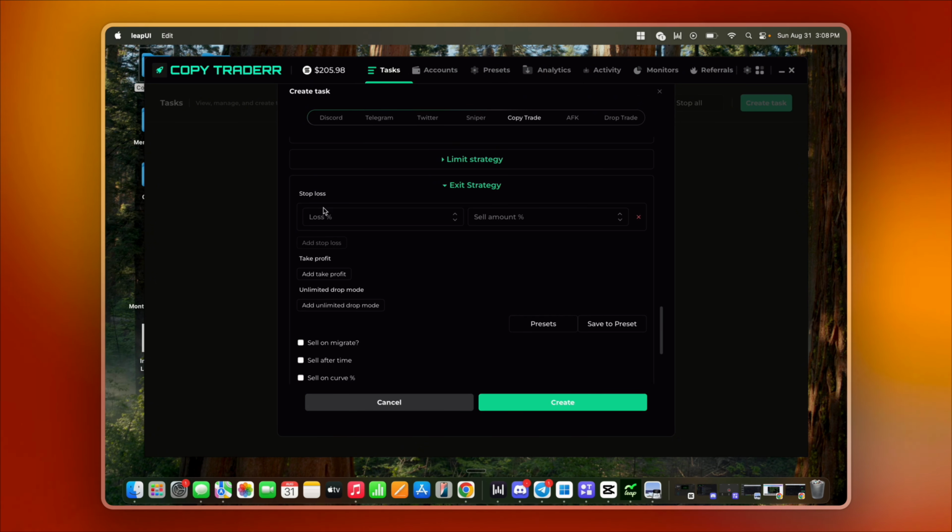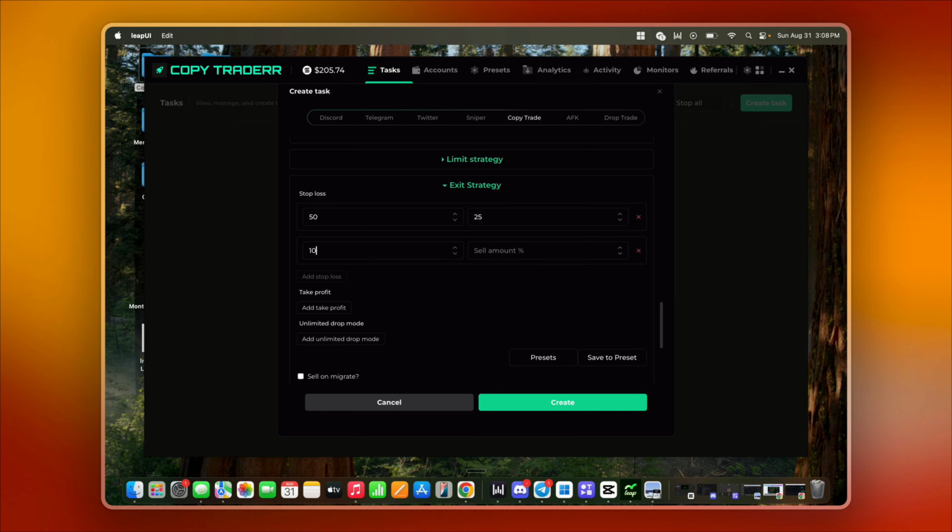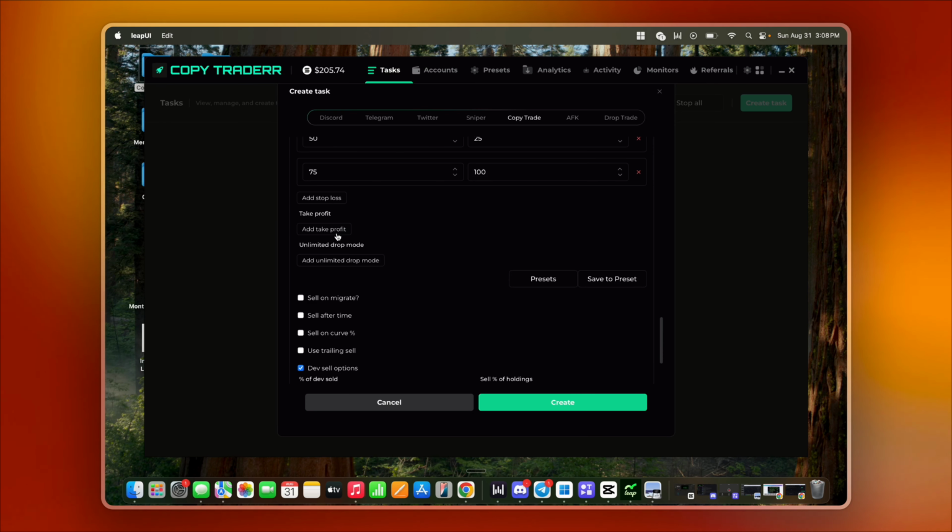So of course we have the basic stop loss. Very simple. I can set a stop loss of about 50%. I'll sell 100% of my tokens. That's very simple. If I wanted to sell 25 and set another one, I can do that. Whatever I want. Then I can add as many take profits as I want. But you know what? I don't usually use take profits because I usually use unlimited drop mode.